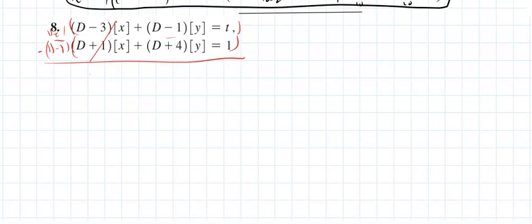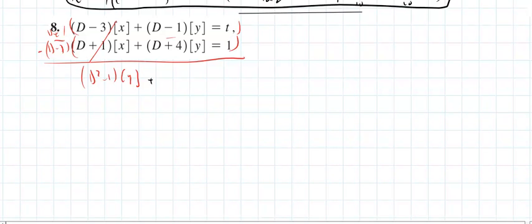I'm going to get d squared minus 1 operating on y. Let's use a different color. Plus minus d minus 3. Okay, you know what? I don't know why I always do this.